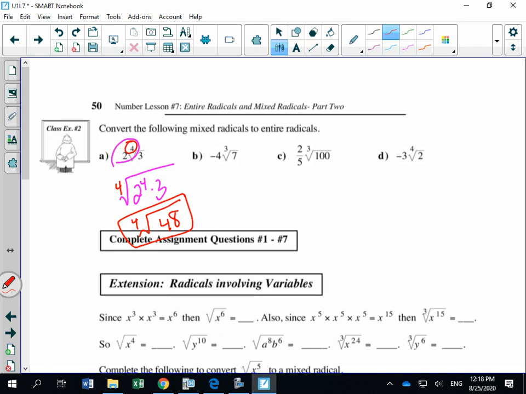We have a negative in front. What do we do with negatives in front? We rewrite it. Negative 1 times 4 and the third root of 7. Okay, how did that 4 get out of the radical sign? We've got to put it back under. Third root, 4 to the power of 3 times 7. And don't forget to bring down that negative. This answer is negative the third root of 448.